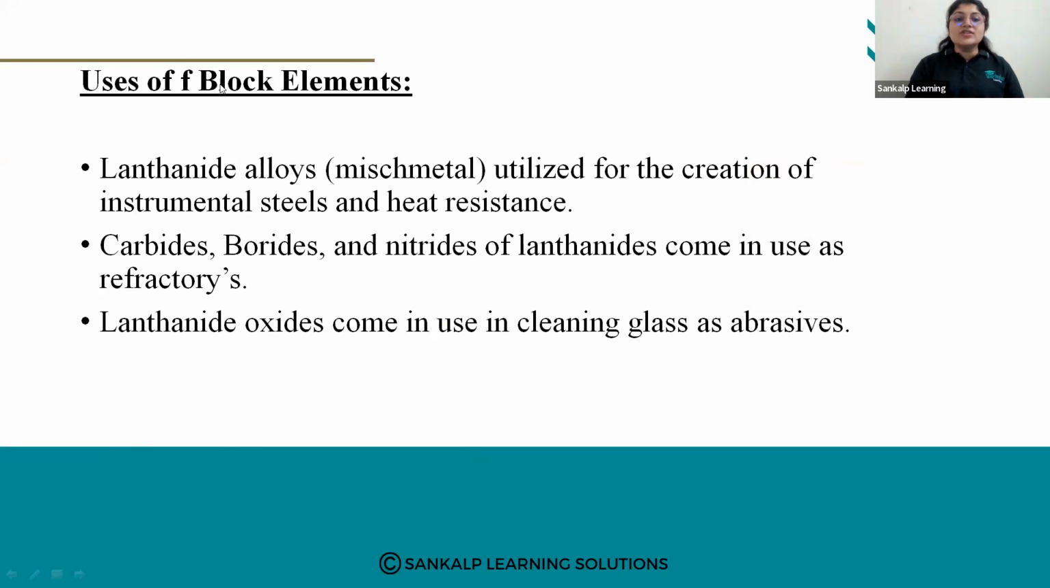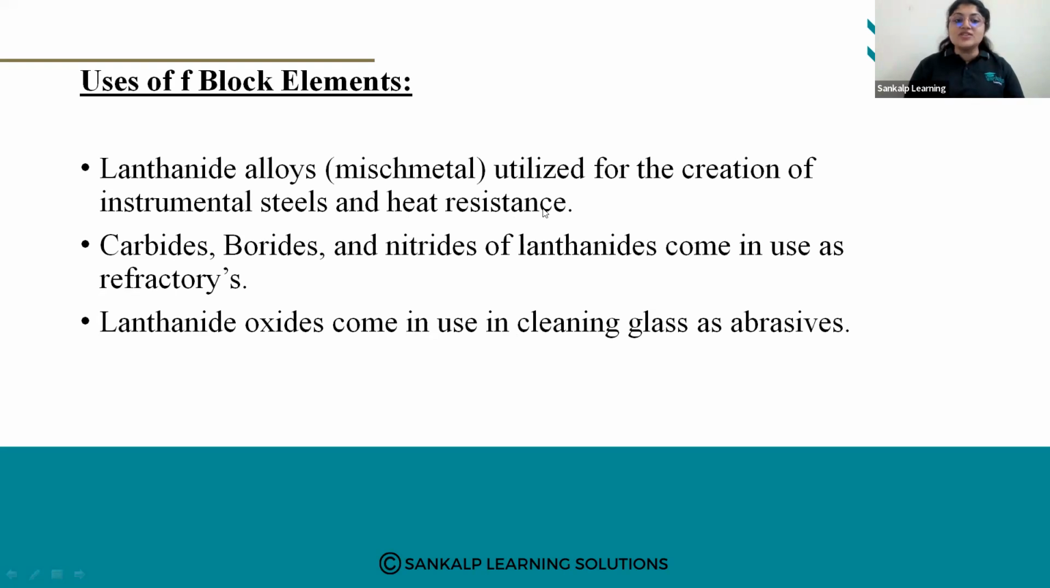Next is uses of f block elements. Lanthanoid alloys, that is, mish metals. Do you know what lanthanoid alloys are called? Lanthanoid alloys are called mish metals. These mish metals are utilized for the creation of instrumental steels and heat resistance. So it is used for the creation of instrumental steels and heat resistance.